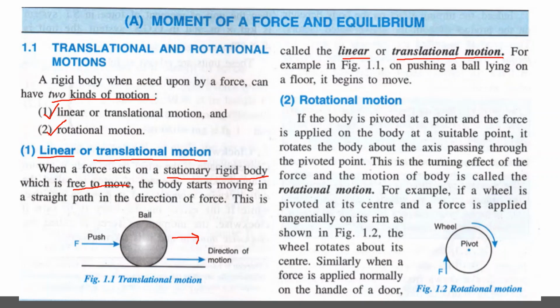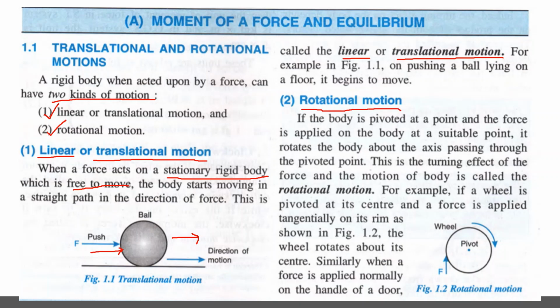Example, a ball is lying on the ground. We are applying a force on the ball. What will happen? It will move in a straight path in the direction of force. This kind of motion is known as linear motion. The second one, rotational motion.